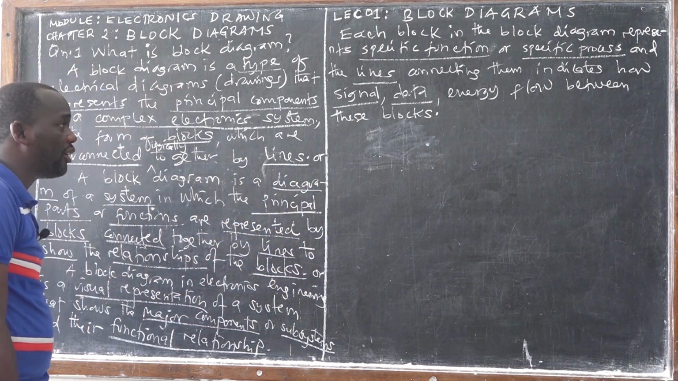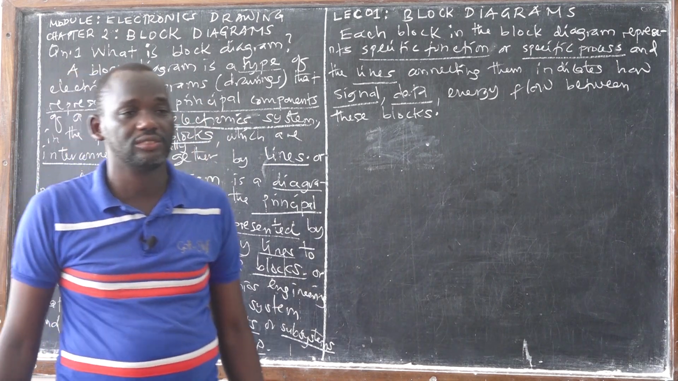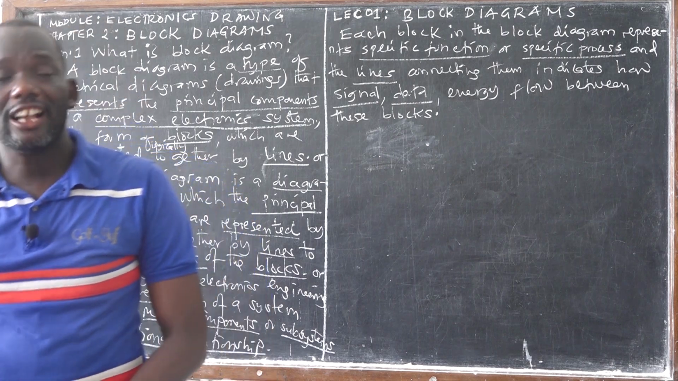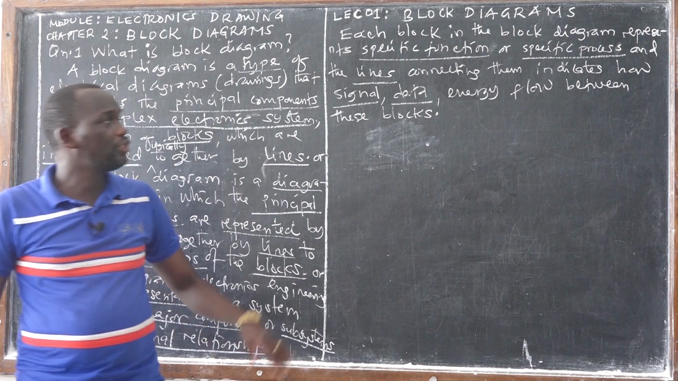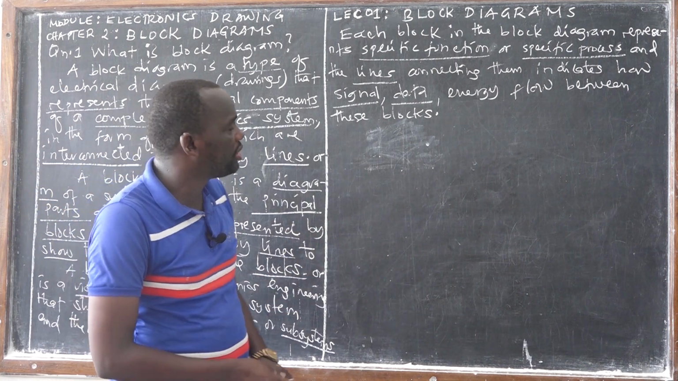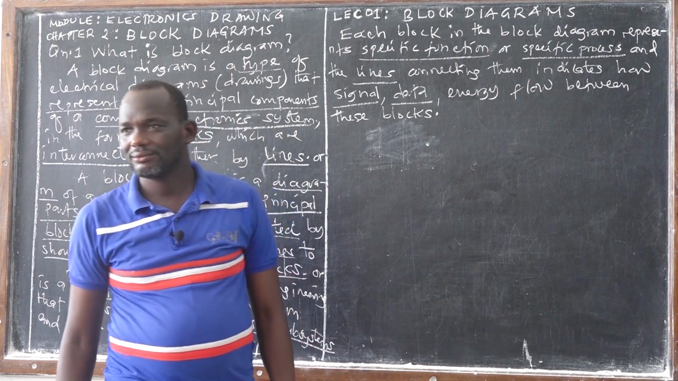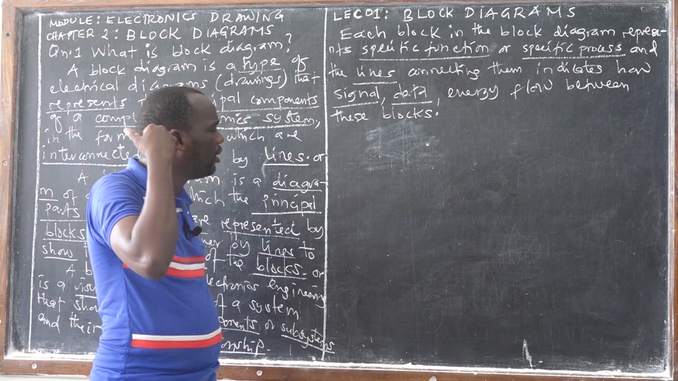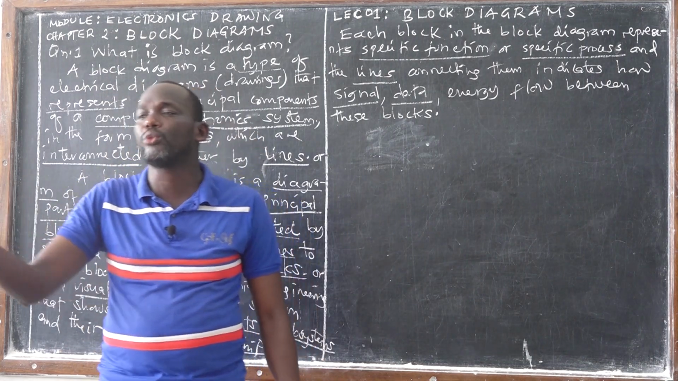Each block in the block diagram represents a specific function. Actually, we have general functions and specific functions. When you say specific function, for instance, the specific function of my hand, let's say, is writing. The specific function of my ear is to hear signals within the human audible range, that is 20 Hz up to 20 kilohertz.